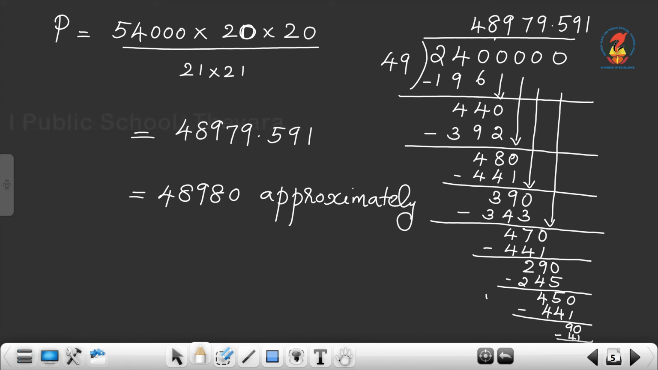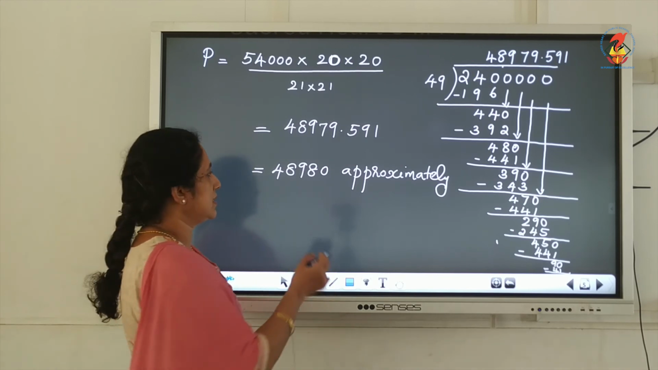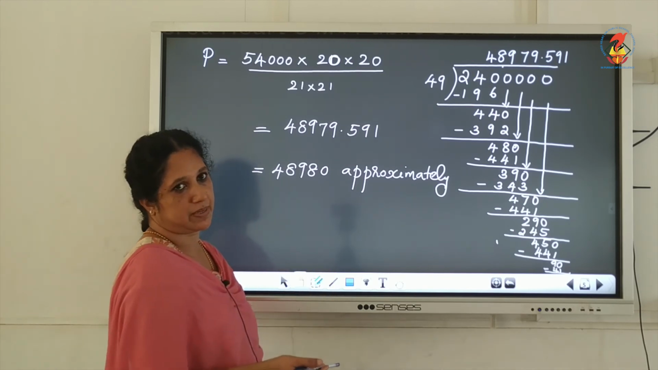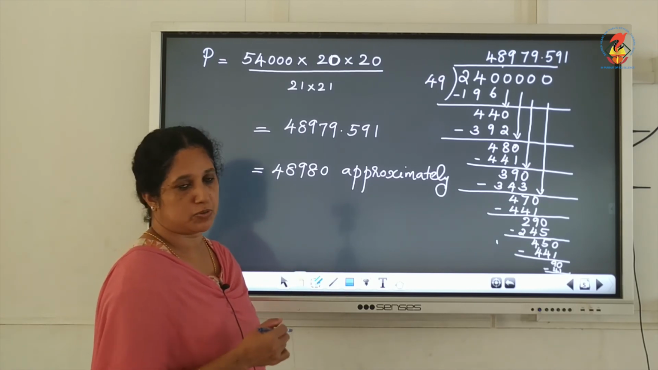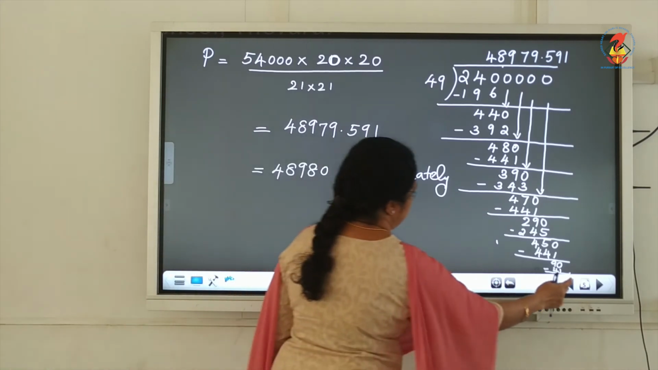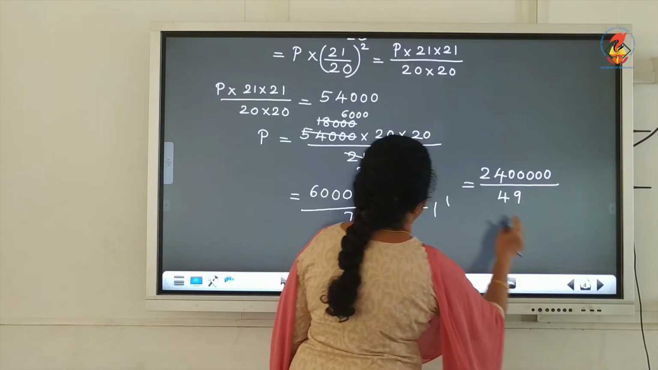So when this 24 lakh is divided by 49, the division is not complete, so you will get more decimal places. So at least 3 decimal places we have to find out. Then we can say that it is the number of people, the population. So it is not a decimal number, so the next number you can take. So the answer is 48,980 approximately. So that is the population in 2001.